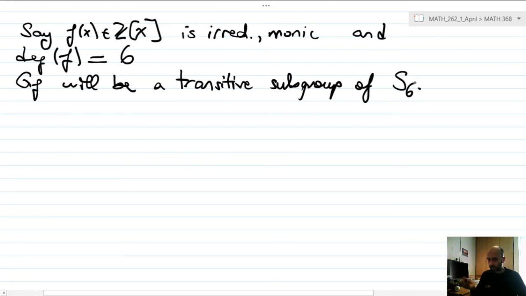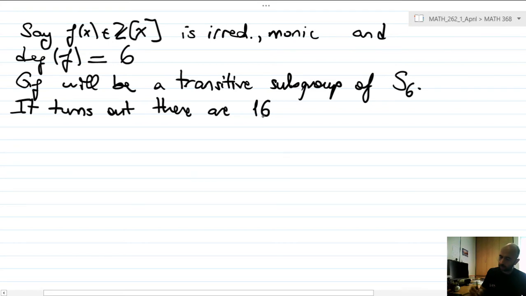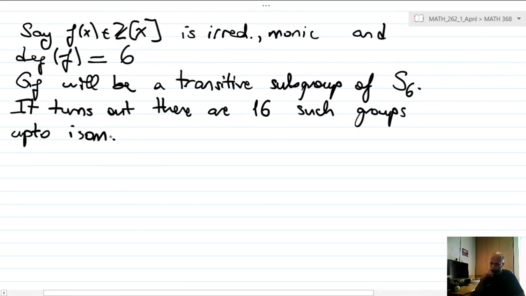Now, you might ask, what are the transitive subgroups of S_6, the symmetric group on 6 letters? So it turns out that there are 16 such groups up to isomorphism. So this is a little bit more crowded than what we have seen before. Well, in degree 3 there were only 2, in degree 4 there's a small list again, and in degree 5 there are 5 such subgroups, but in degree 6 it suddenly jumps all the way up to 16.